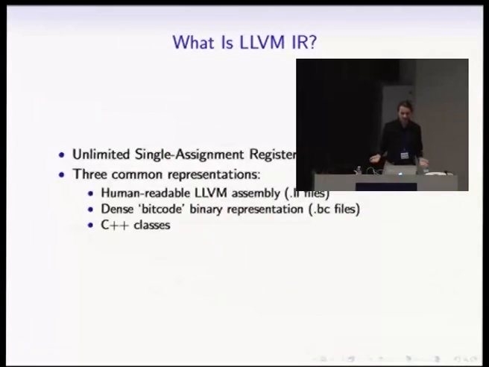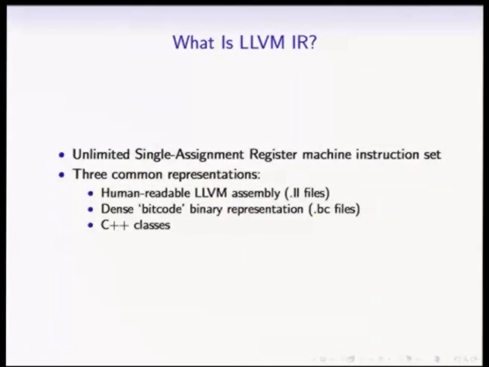So what is LLVM's intermediate representation? I've talked about this sort of waving my hands a lot so far, but LLVM used to stand for low-level virtual machine, but it's actually not very low-level or a virtual machine anymore. So they decided that this doesn't stand for anything now. But the intermediate representation is a single static assignment, unlimited register machine.